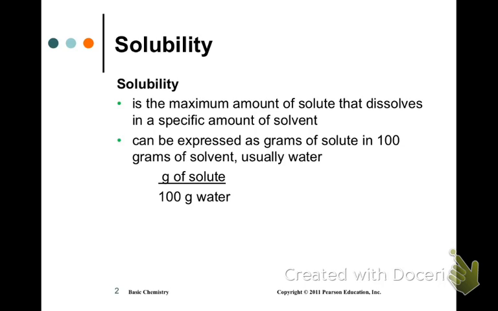Solubility of a material is the most that can dissolve. It's a maximum amount. We generally express it as grams of solute in 100 grams of solvent. And 95% of the time, that solvent is water. So grams of solute per 100 grams of water. It's just a ratio. If you had 200 grams of water, it would hold twice as many grams of solute. But when we graph solubility, it's always in grams of solute per 100 grams. We kind of scale it to 100 grams of water so that you have an even consistent comparison.